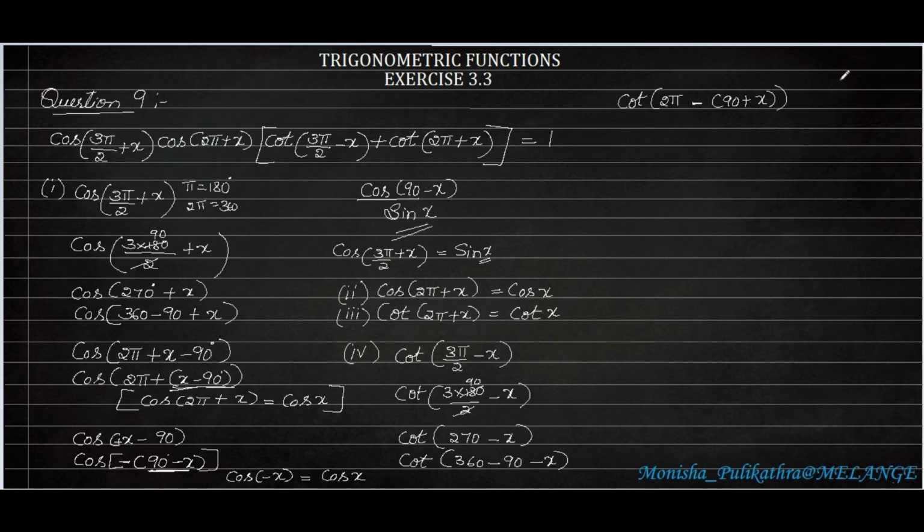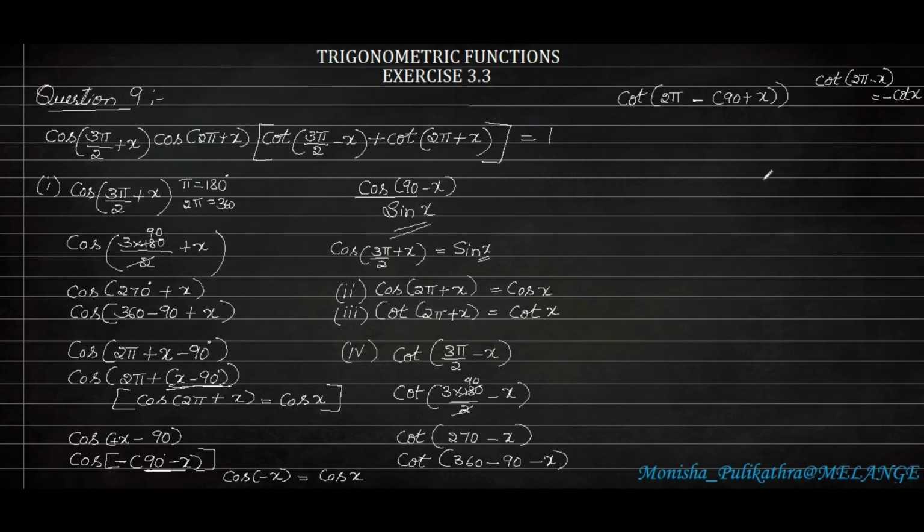Okay. So next, what happens? We know that cot 2 pi plus x is plus cot x, but cot 2 pi minus x will be minus cot x. You have to understand all the variations here. Cot 2 pi plus x is plus cot x, and cot 2 pi minus x is minus cot x. So it will become minus cot, here cot 2 pi minus x. So this x will come into place, that is 90 plus x.